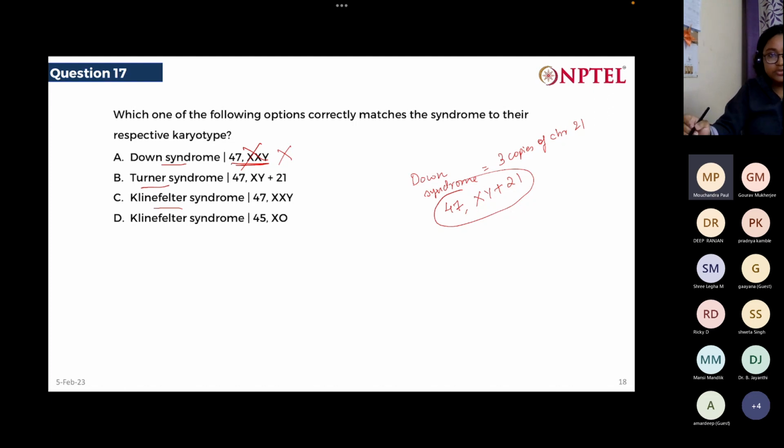For Turner syndrome, if you recall, the person is actually lacking one X chromosome, or Y chromosome, and that person unfortunately has only one X chromosome.